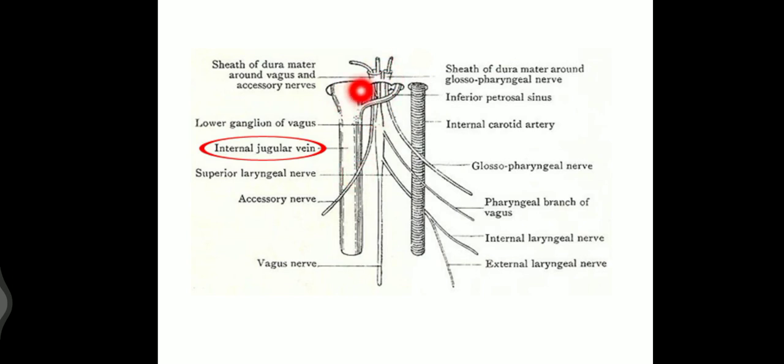So at the jugular foramen, we can see the internal jugular vein and the 9th, 10th and 11th cranial nerves passing through it. In front of that, we have the internal carotid artery, which enters through the carotid canal into the cranial cavity.